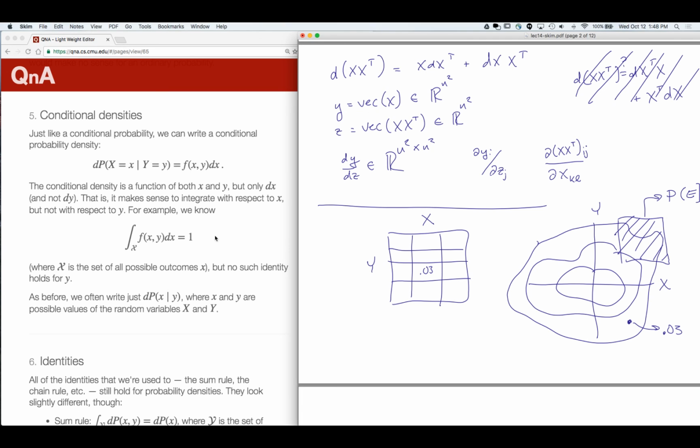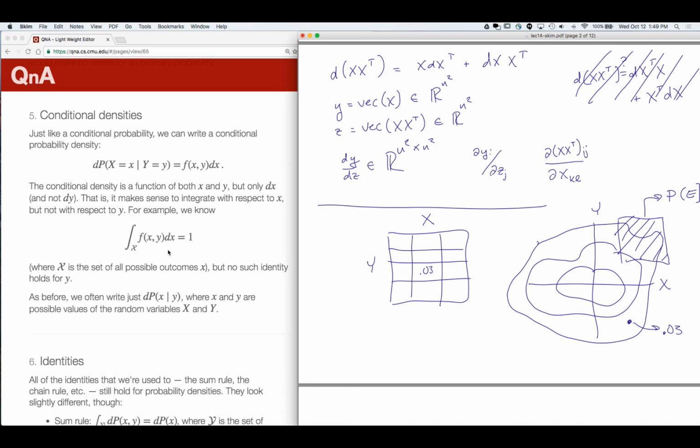All right, so just like probabilities, we can write conditional probabilities, and just like densities, we can write conditional probability densities. So here, the dP of big X equals little x given big Y equals little y is going to be some function that depends on both x and y times dx. Note, this is a probability distribution over x. Y is fixed, or maybe little y is a variable, but for each value of little y, we have a probability distribution over x. So there's a differential in x, but there's not a differential in y. That means it makes sense to integrate with respect to x, but not with respect to y.